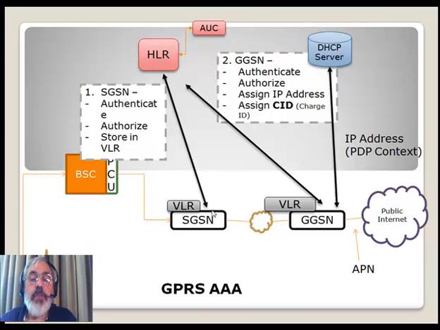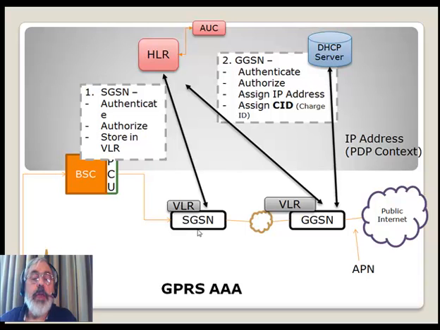The SGSN will then authenticate against the HLR and the AUC and authorize, just like a switch does. And it will then store that information in its own version of a VLR. Different manufacturers have different names for this unit, but it's a place in memory where the SGSN keeps track of the customer and what he's authorized to do.